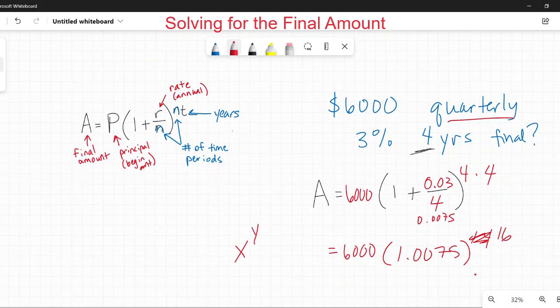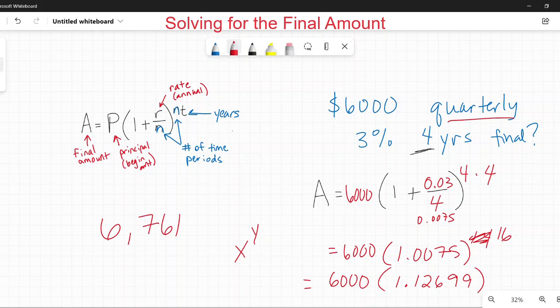That gives me 1.12699. I like leaving the decimals in there. It makes it more accurate. And then I'm going to hit times 6,000, and I get my final answer for my final amount of $6,761.95. Again, accuracy and the order that you type things into your calculator is going to make the big difference here. That's going to be the one tricky spot.